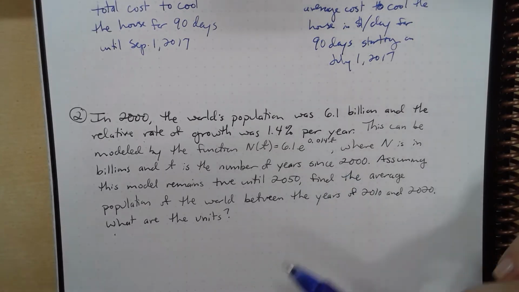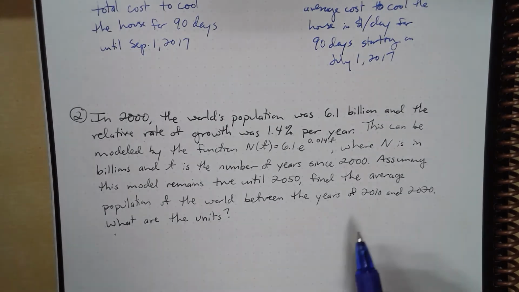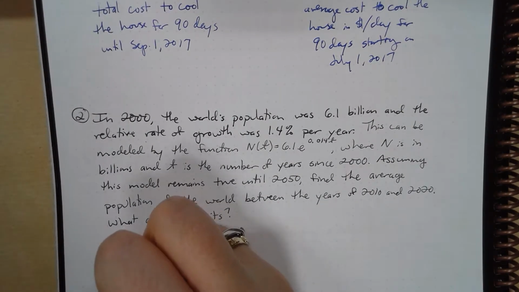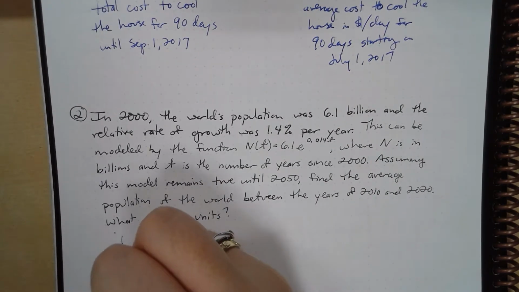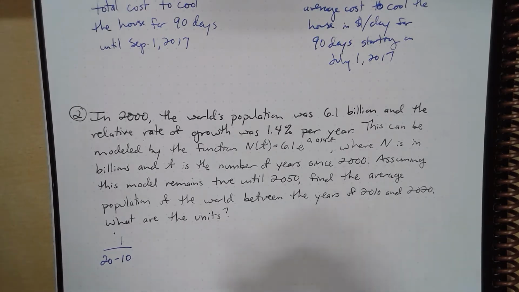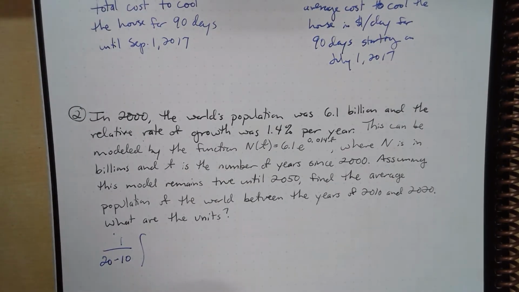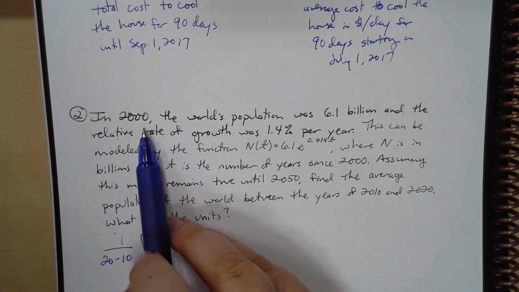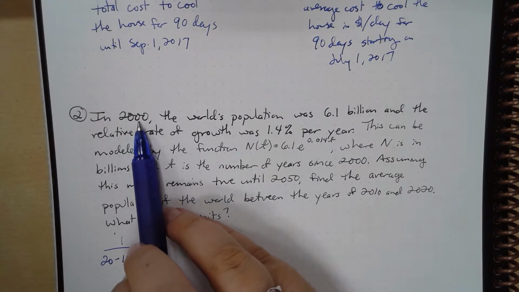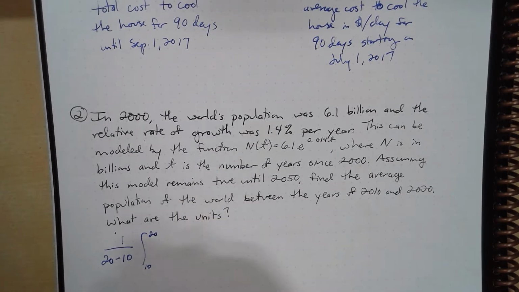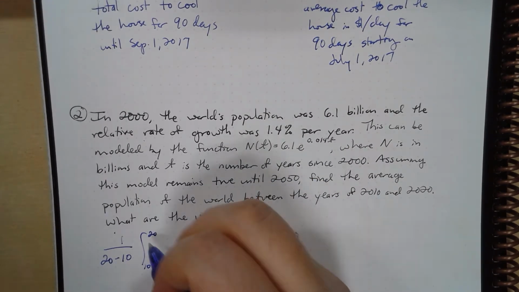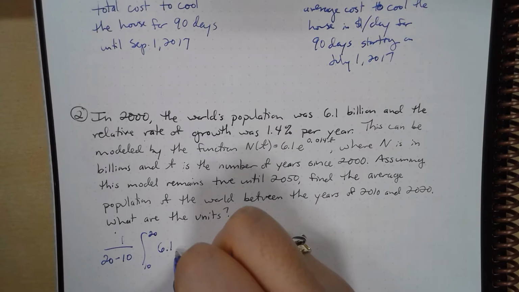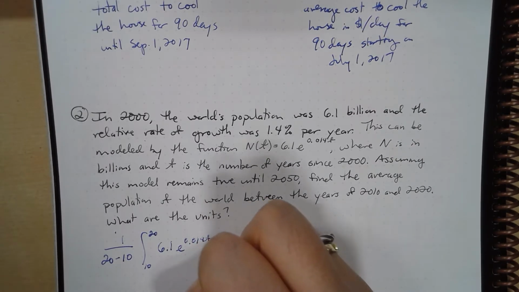Well, we need to find our average between 2010 and 2020. So I'm going to take 1 over, and you could use 2020 minus 2010, but it's just as easy to use 20 minus 10, right? And that's going to be the integral. We started at 2000, so 2000 is 0, which means 2010 is just 10, and we're going to 2020, so that's 20. And we're finding the amount of this integral here. So I'm going to write 6.1 e to the 0.014 t dt.